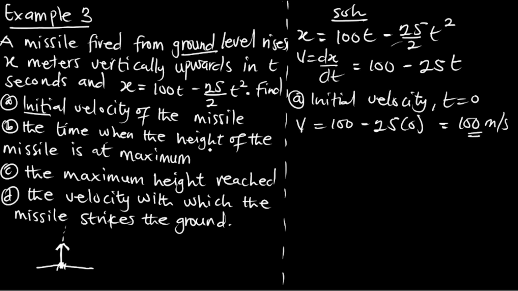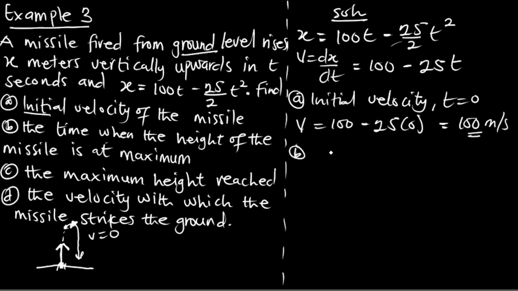The time when the height of the missile is at maximum. Are we okay? Now we want the time at which the height of the missile is at maximum. Remember, this missile will come to a point of maximum and now begin to come down again. So we want the maximum height. And from physics, we know that when we fire a missile up and it gets to its maximum height, there is no velocity. The velocity is equal to 0 at its maximum height.